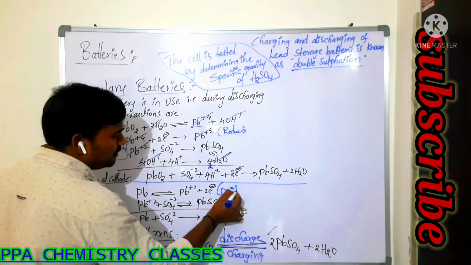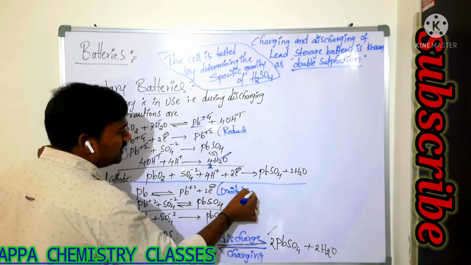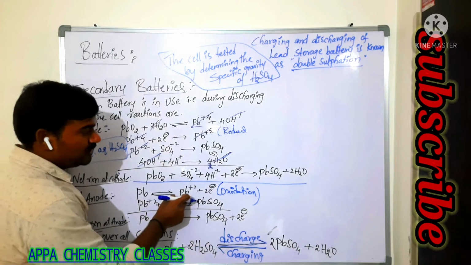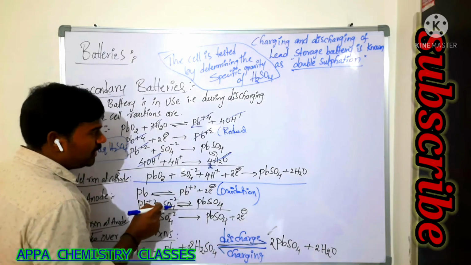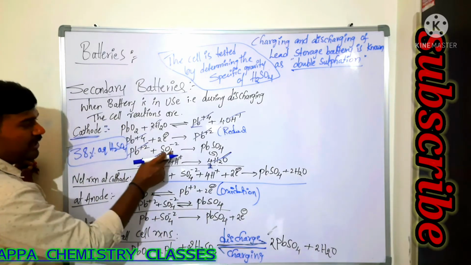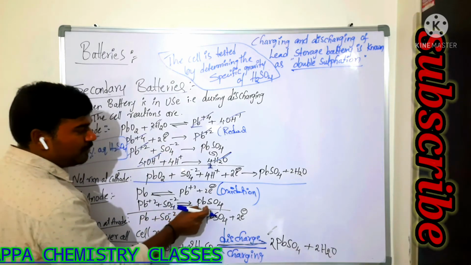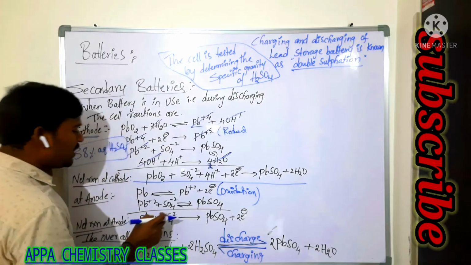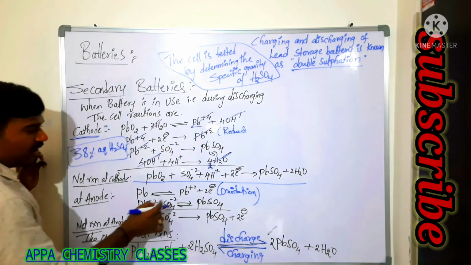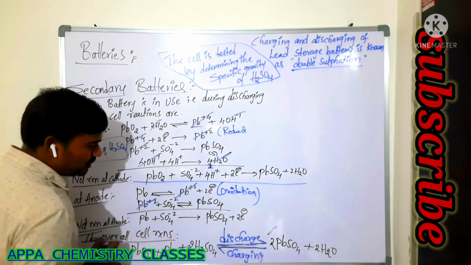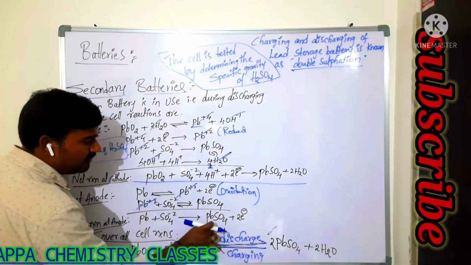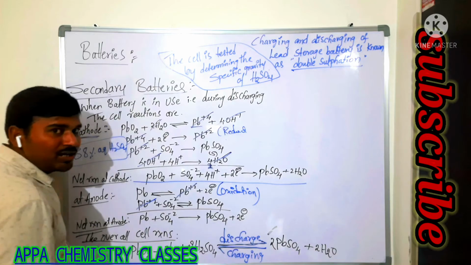Oxidation reaction takes place. The sponge lead will be oxidized to Pb2+, the plumbous ion, plus 2 electrons. That plumbous ion combines with the sulfate ion and forms lead sulfate. By the net reaction, the Pb2+ gets cancelled. So lead, when reacting with sulfate ion, gives lead sulfate plus 2 electrons.